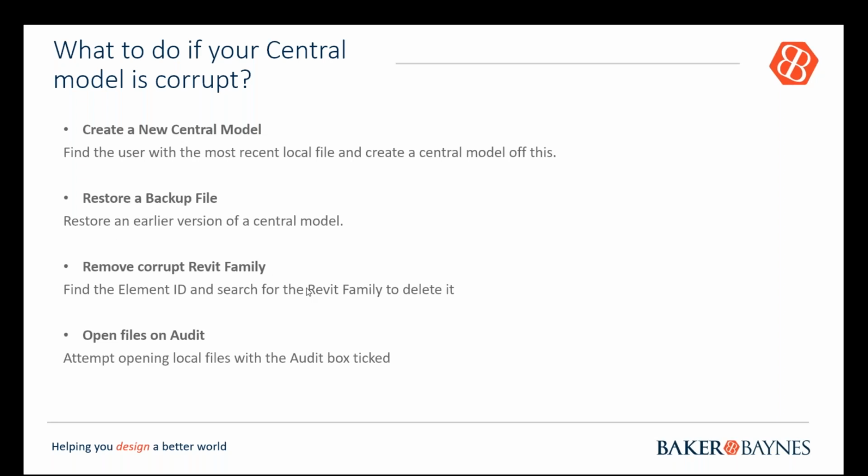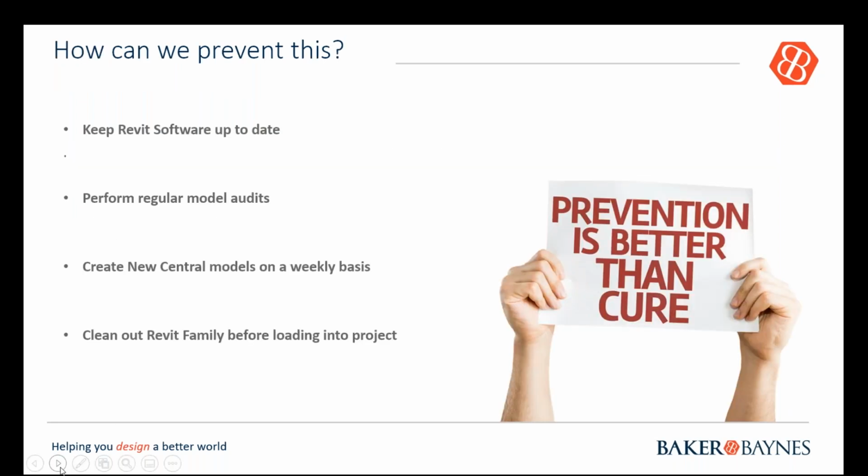Okay. So obviously prevention is better than cure. So how can we prevent the workshared model from getting corrupt? You want to maybe keep your Revit software up to date. If you're working in a team, say there's 4 of you working on this workshared model, then you want to make sure that if one person's doing an update on their Revit version, that everybody does that update. And it's not just one person doing their own thing. You need to communicate with your project team.